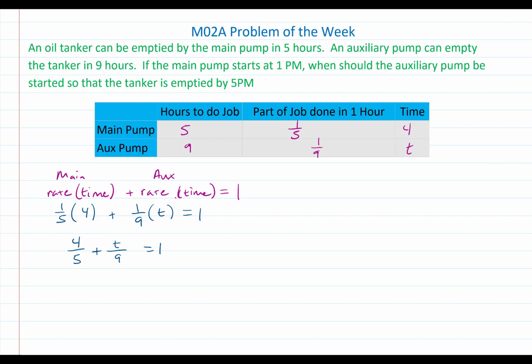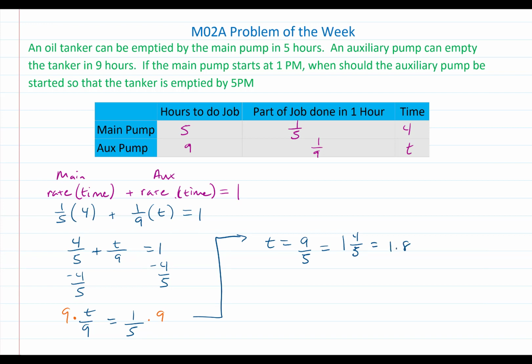Now I subtract 4/5 from both sides, and I get T over 9 is equal to positive 1/5. Now I'm going to cross multiply, or actually I think just multiplying both sides by 9 is a good strategy, which allows us to get T is equal to 9/5. What I'd like to do now is convert that over to a mixed number. In mixed number format, that'll be 1 and 4/5, which I can also rewrite as a decimal, 1.8. So this is 1.8 hours.